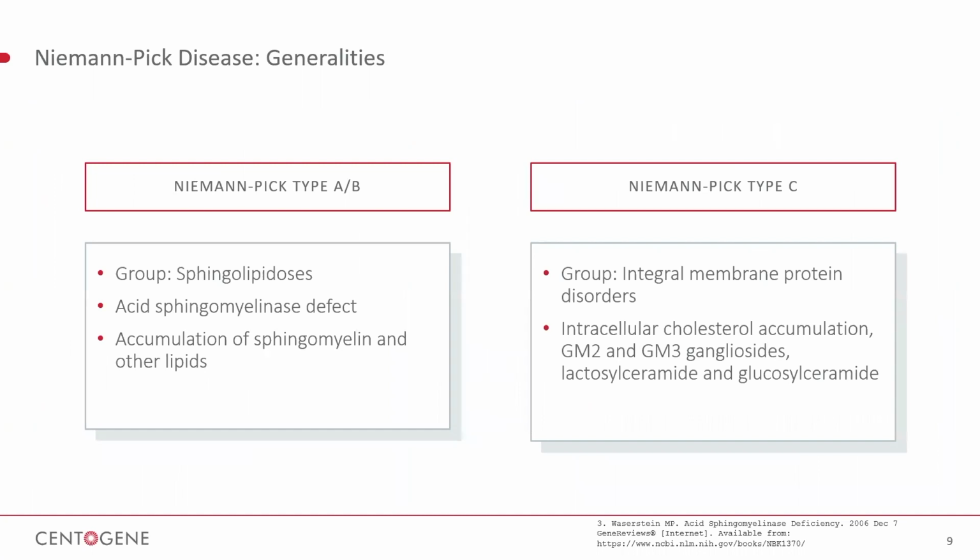And just some further delineation in regards to how the types are different. So type A and B are classified under the sphingolipidoses. They are a defect in acid sphingomyelinase, and it's caused by accumulation of sphingomyelin and other lipids. Whereas type C presents differently. They fall under the integral membrane protein disorders, and it results in intracellular cholesterol accumulation, GM2 and GM3 gangliosides, lactosylceramide, and glucosylceramide accumulation as well.